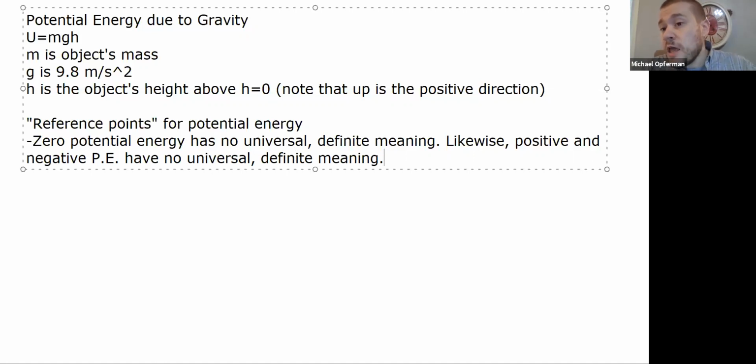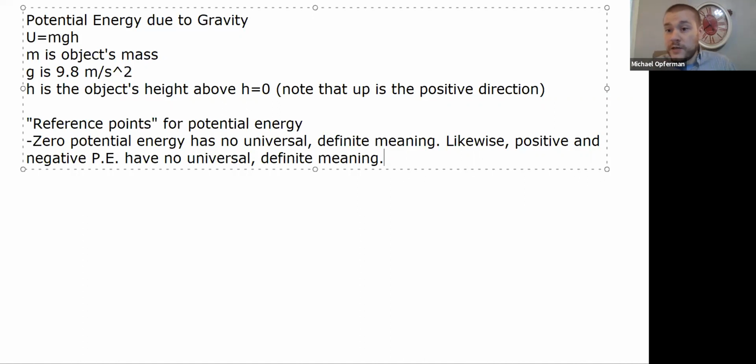So in other words, if you tell me the potential energy of this system is negative, in general, that doesn't really help me at all. That doesn't actually tell me anything, because it's totally arbitrary what you call positive and negative and zero for the potential energy. And this gravitational potential energy is a really good example of that.